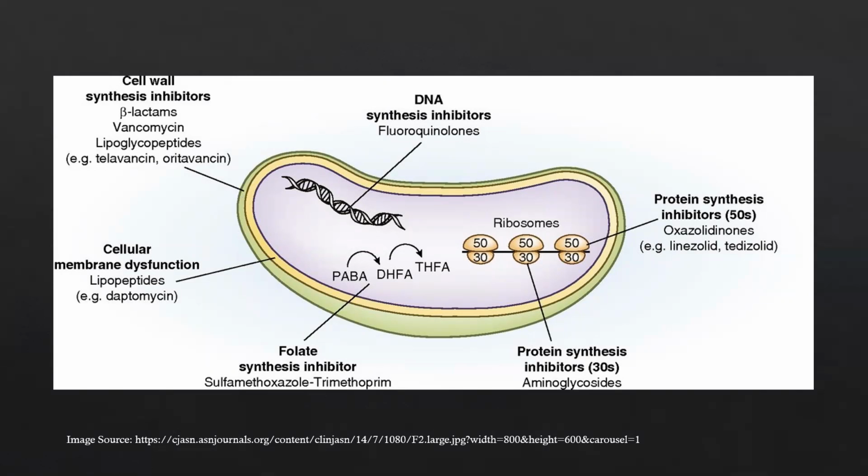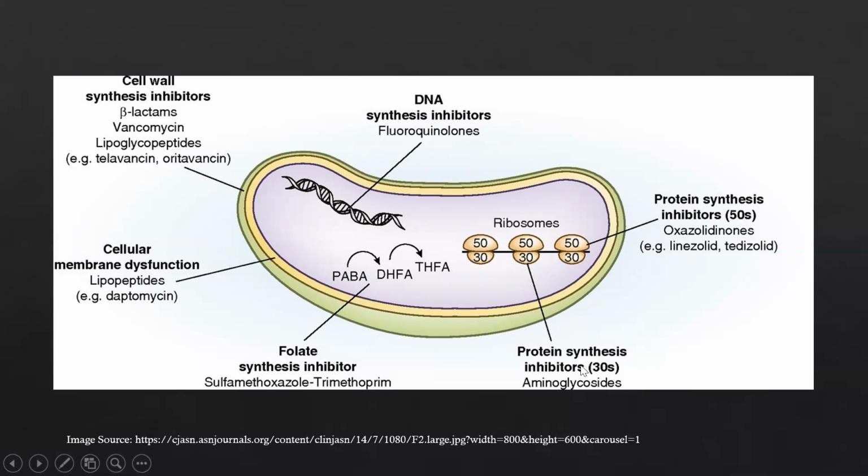And we have the DNA synthesis inhibitors. An example of this class is the fluoroquinolones. They inhibit the synthesis of DNA, acting directly on the DNA. And then we have the protein synthesis inhibitors. It depends on which subunit. We have antibiotics that act on the 50S subunit of the ribosomes. Examples are the oxazolidinones. They act on the 50S subunit of the ribosomes, thus disrupting the synthesis of proteins.